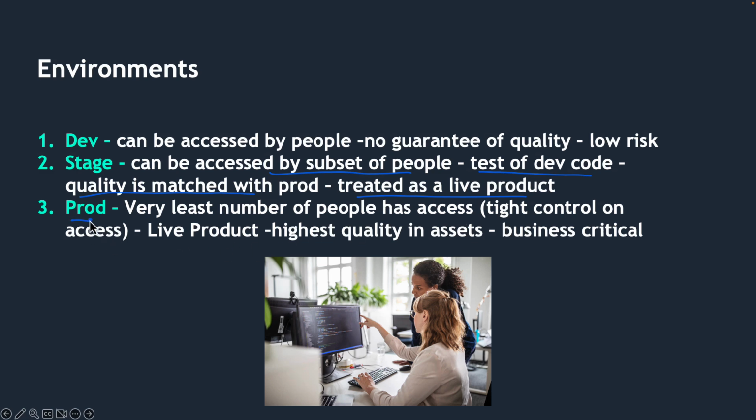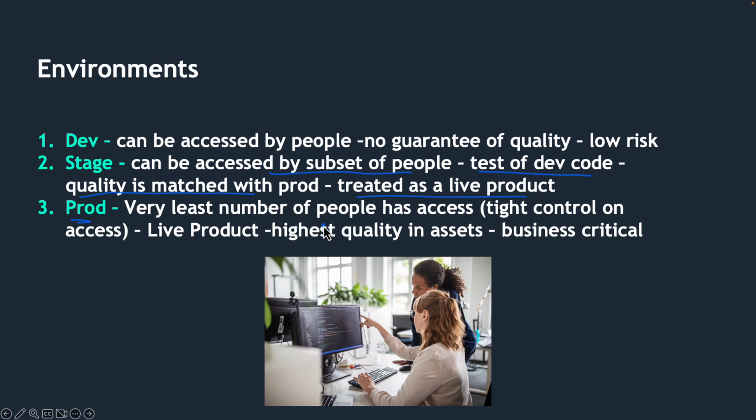And finally, we have the prod environment, also known as the production environment. This is an environment which is very critical to the business. This is the environment where your end users are actually accessing your application. As a result, the least number of people will have access to the production environment. Obviously, there will be tight control on the access, and this will be achieved through IAM, for example in AWS, that is Identity and Access Management, or with the help of various identity and access management services. We are going to ensure that only a limited set of people will have access to this production environment.